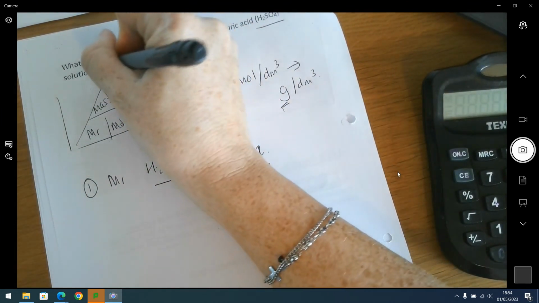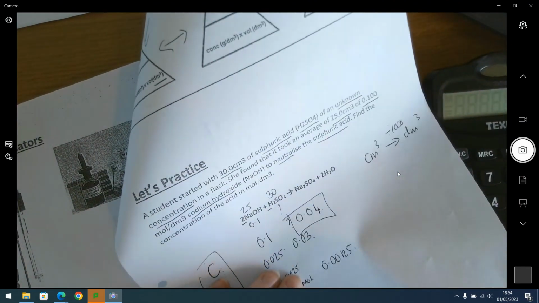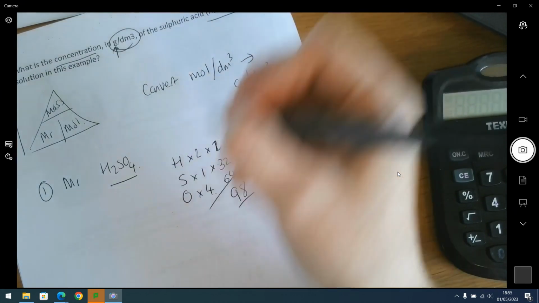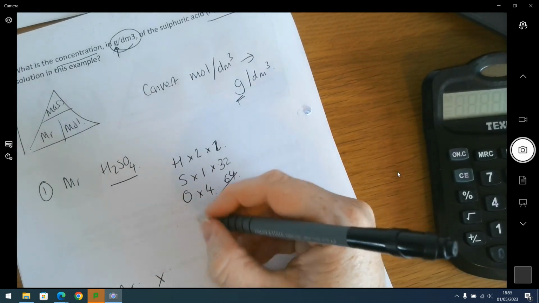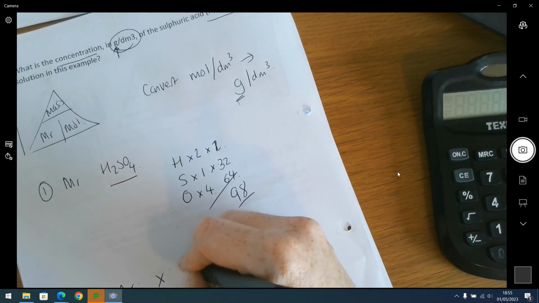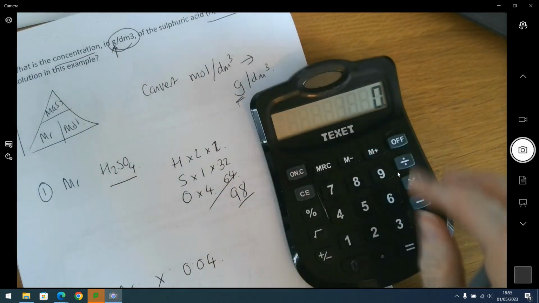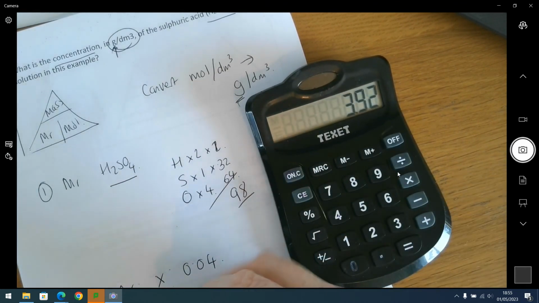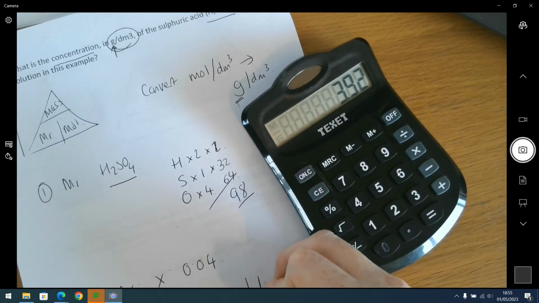I have worked out the concentration already from the titration. So I know the concentration of sulfuric acid is 0.04. So essentially, I've got the mass, the MR, and I times it by the concentration, which is 0.04. So 98 times by 0.04 gives me 3.92 grams per decimeters cubed.